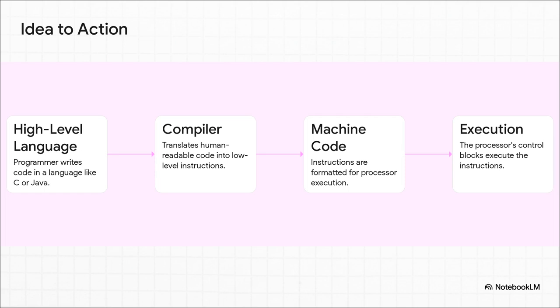So how does an idea in a person's head turn into an action on a machine? It's this process right here. A programmer writes in a language that we can actually read, like C or Java.